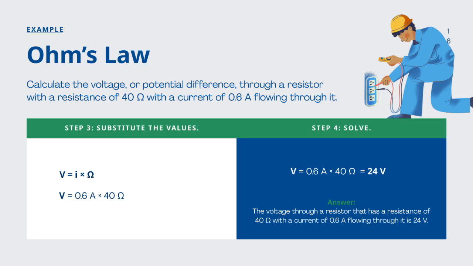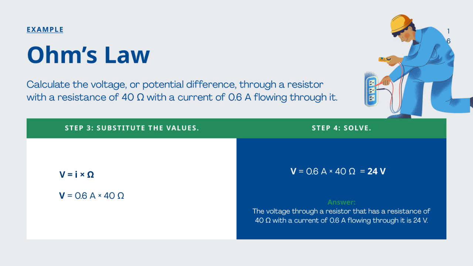Now let's look at how we can determine the voltage across a resistor when we know the current flowing through it. The key formula here is Ohm's law, which states that voltage equals current times resistance. In this example, we have a resistor with a resistance of 40 ohms and a current of 0.6 amperes flowing through it. To find the voltage, we simply multiply these two values together. So we take 0.6 amps, multiply it by 40 ohms, and that gives us 24 volts.